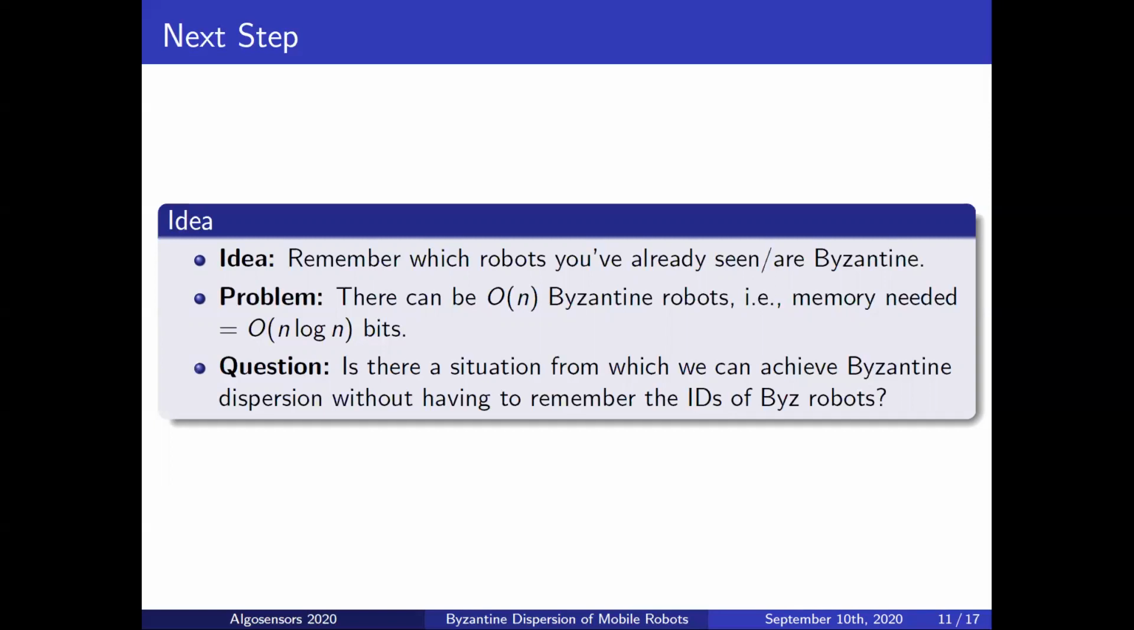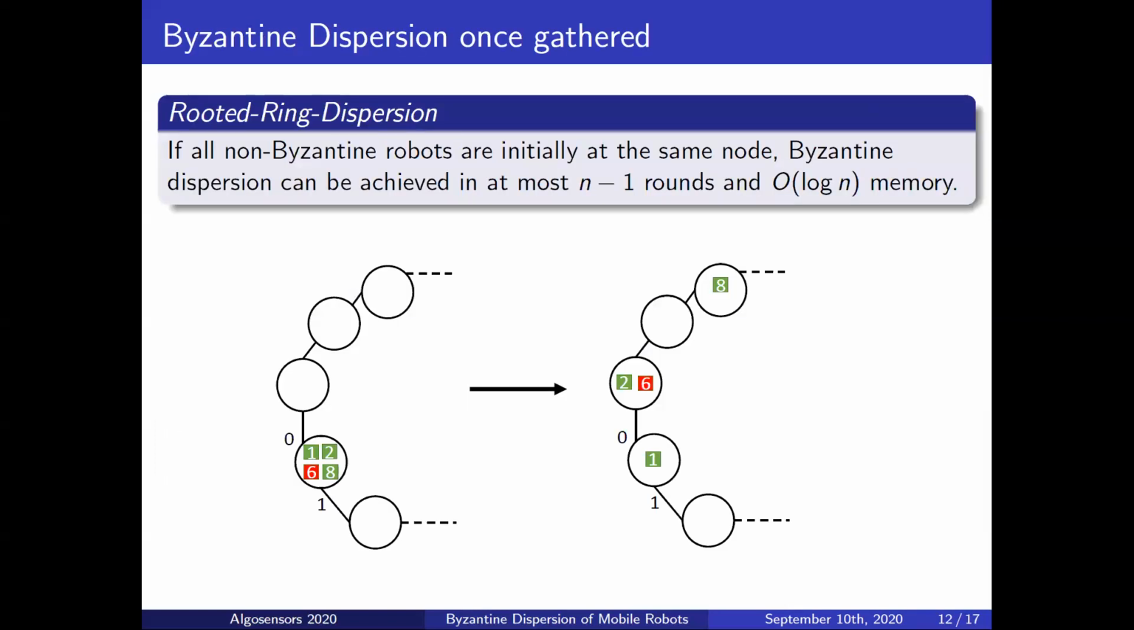Now, the problem is there could be at most O(n) Byzantine robots. And how many bits does it take to remember one robot? Log n bits. So you run into the problem of too much memory. But is there a way that we can use very little memory and still achieve dispersion without having to remember these IDs? Well, it just so happens that we have an algorithm where if all the robots were initially gathered, a simple algorithm allows us to disperse them.